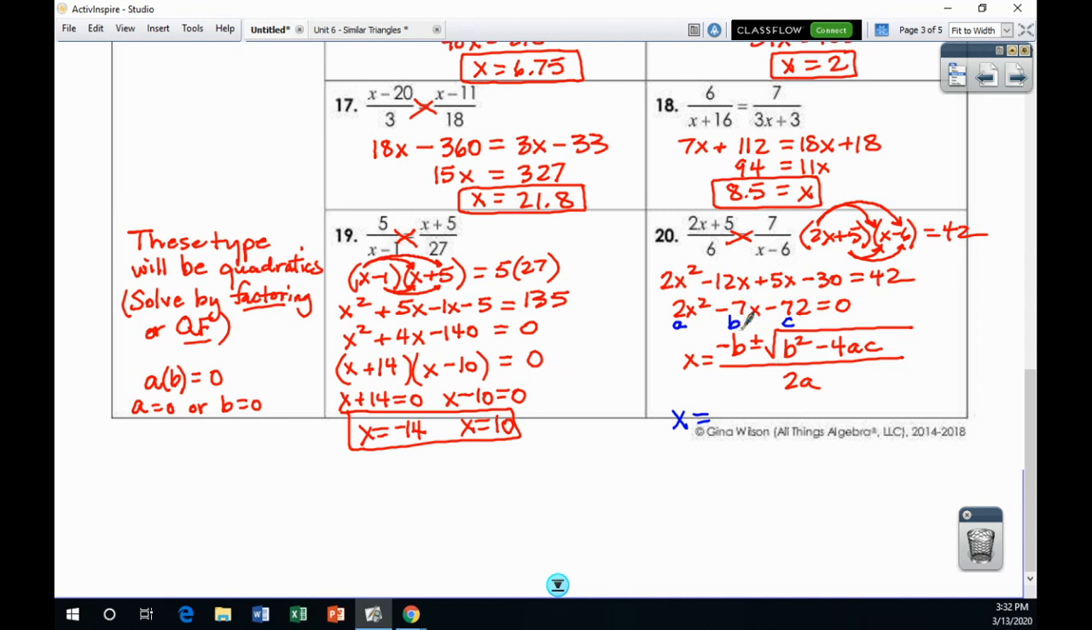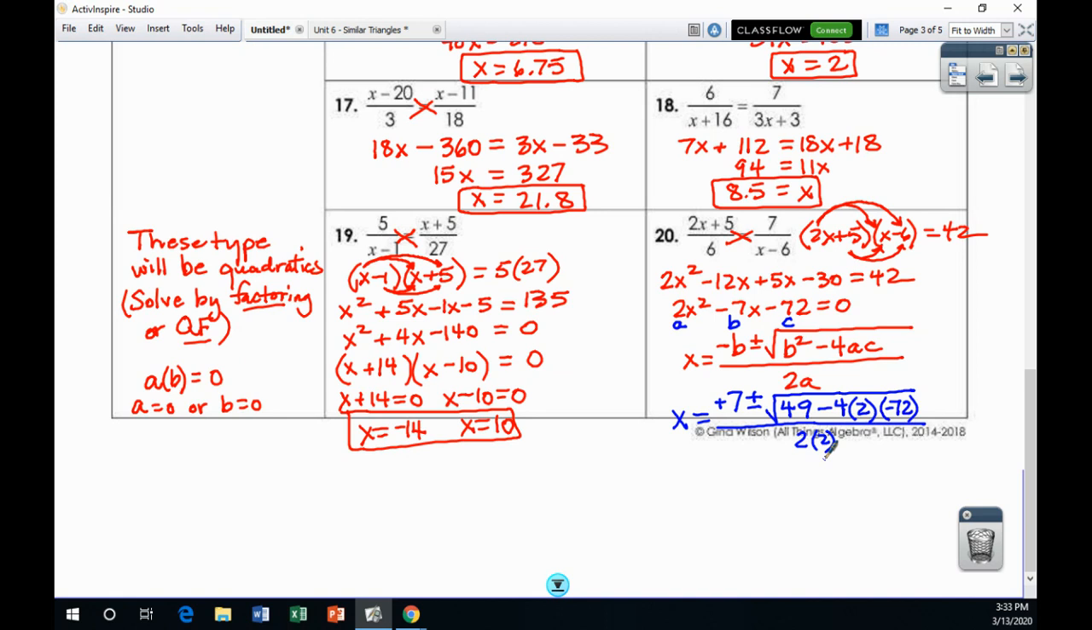So here we go. The first thing we want is the opposite of b. Well, if b is already a negative 7, the opposite of negative 7 is positive 7. And then I have plus or minus the square root of negative 7 squared. So negative 7 times negative 7 is positive 49. That number will always be a positive number. B squared will always be positive. Now, minus 4 times a, which is 2, and c is negative 72. And all of that is over 2 times a, which is 2 times 2, or 4.